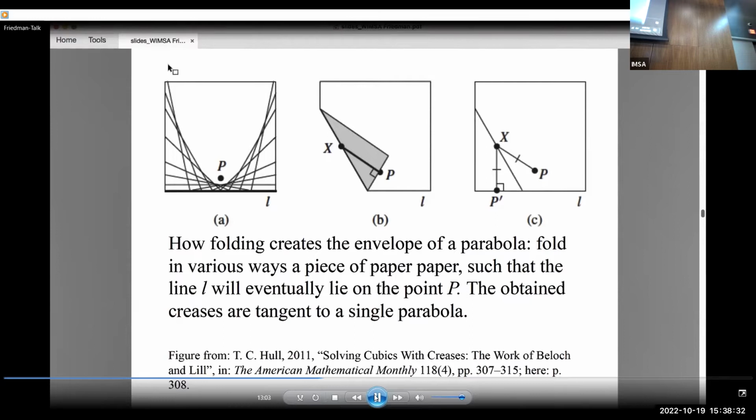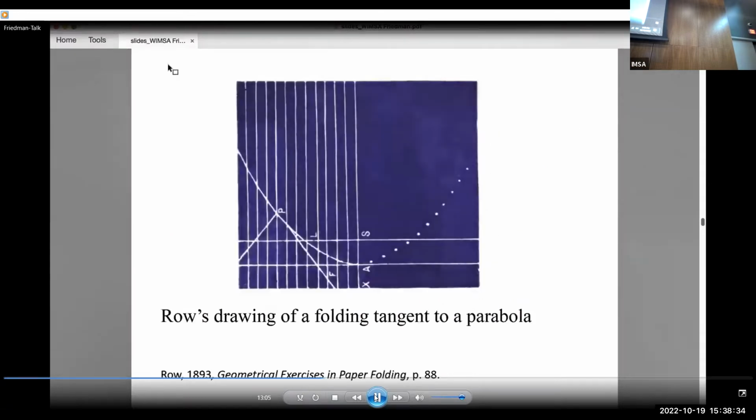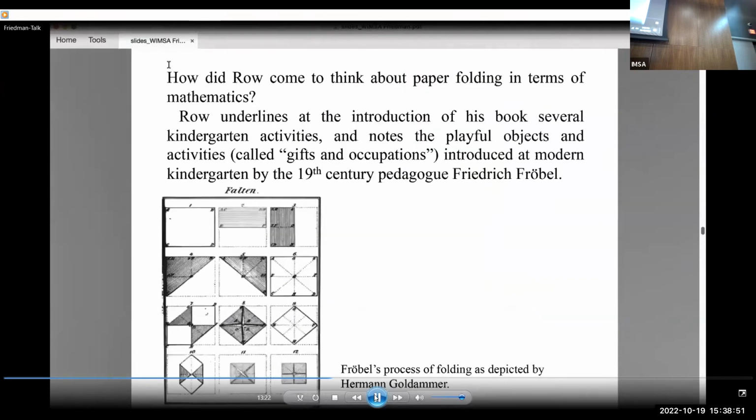Now, Rao's depiction is presented in the following slide. While it isn't outside the scope of this talk, it is important to underline that mathematical ideas do not appear out of nowhere. The question is therefore, how did Rao come to think about paper folding in terms of mathematics? This question has a quite interesting answer.